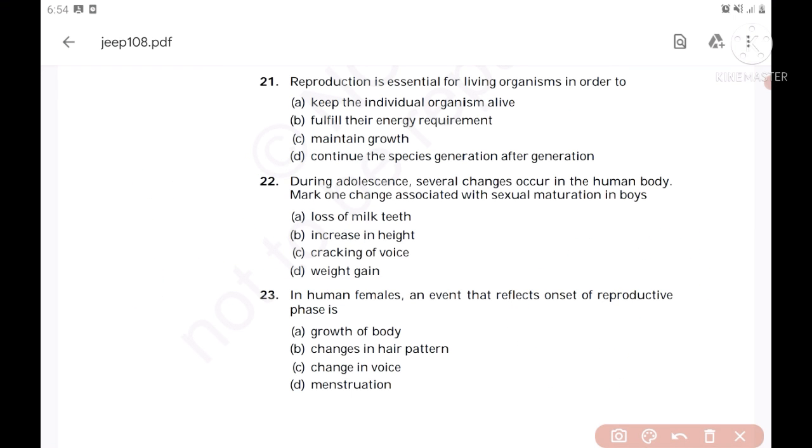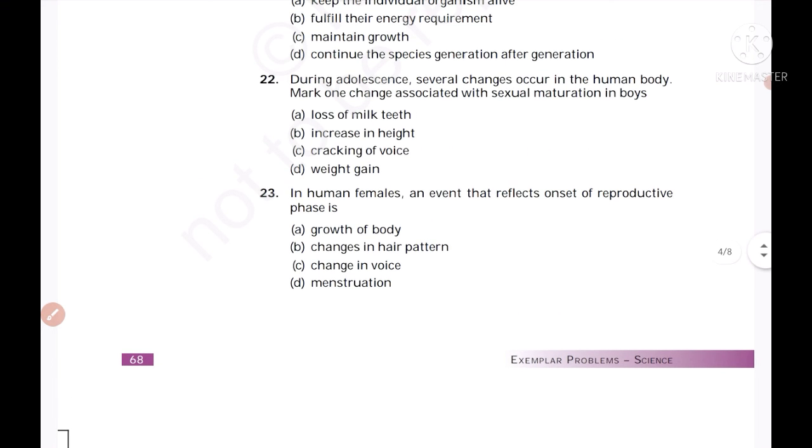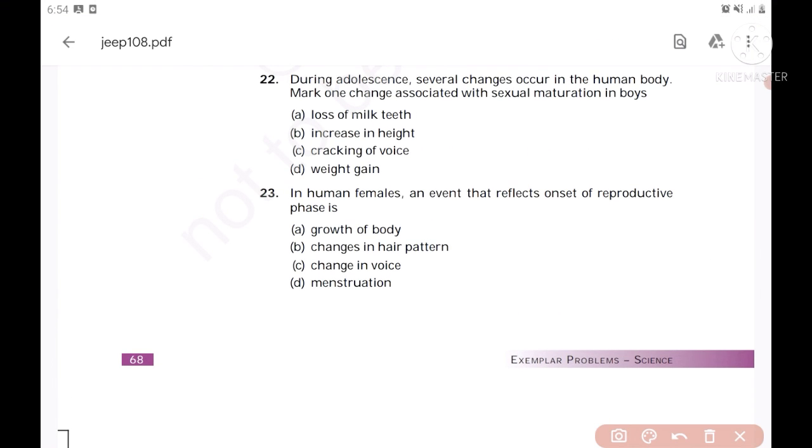We'll go for the next question. During adolescence, several changes occur in the human body. Mark one change associated with sexual maturation in boys. Now, what is adolescence? Adolescence is when you're just getting matured, getting ready for reproduction. So there will be special changes at that time. Not like losing your milk teeth and all, that's not called adolescence, right?